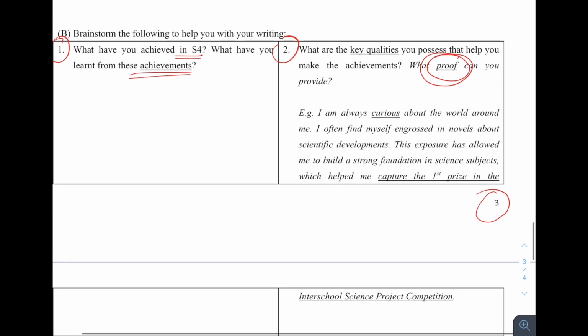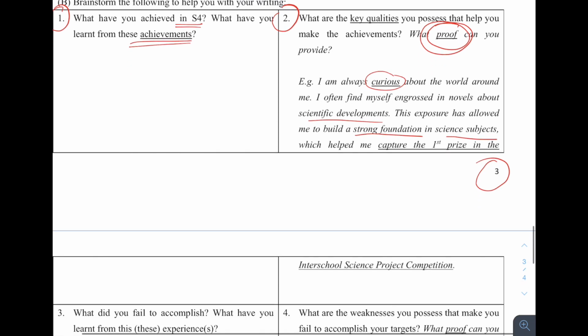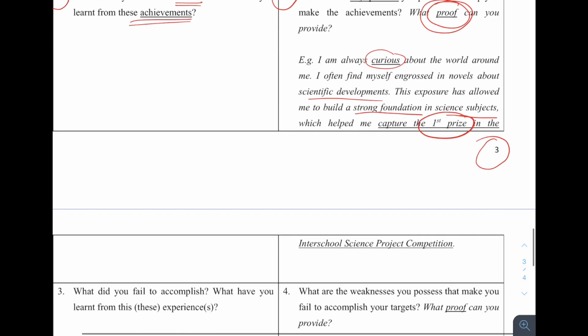So let's look at one example. For example, I'm always curious about the world around me. I often find myself engrossed in novels about scientific developments. This exposure has allowed me to build a strong foundation in science subjects, which helped me capture, so this one is important, the example, the first prize in the inter-school science project competition. So give me some concrete proof, right?